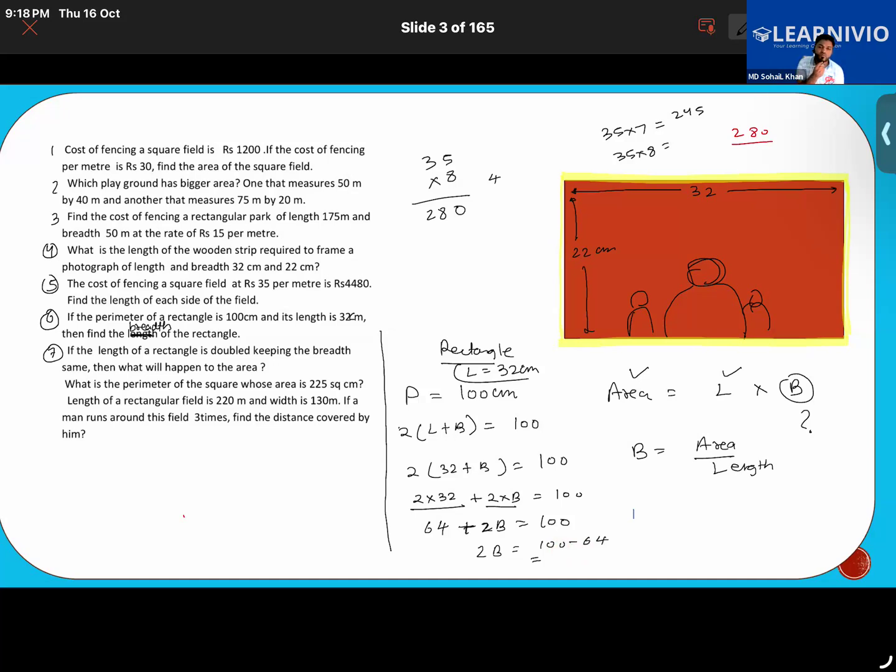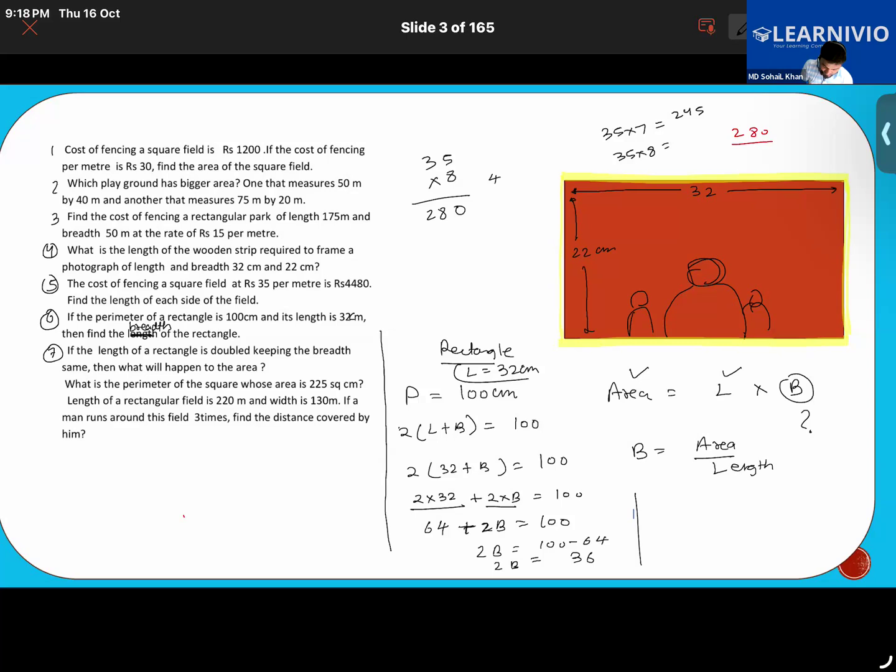Should it be 40 something? No, if you were to add 40, it will be 104. It has to be less than 40. Wait, 36. 36 exactly. So 2b is equal to 36.